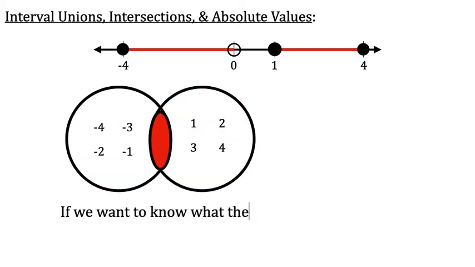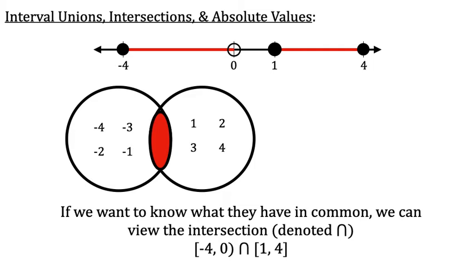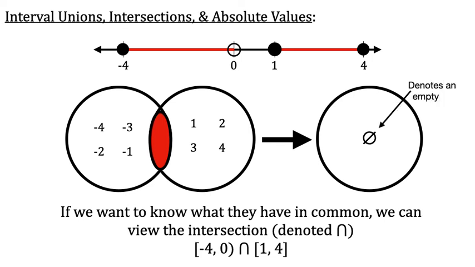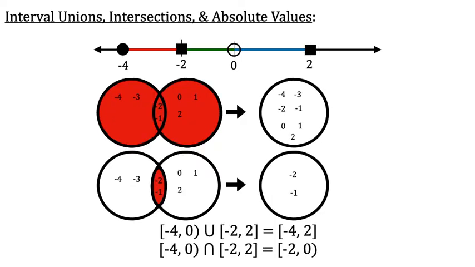If we wanted to know what they have in common, we could view the intersection, denoted with the union symbol upside down. In this case, we would have nothing, which is denoted with this empty set symbol. If we change the two sets such that there was some overlap, we could see that there are some numbers in between.